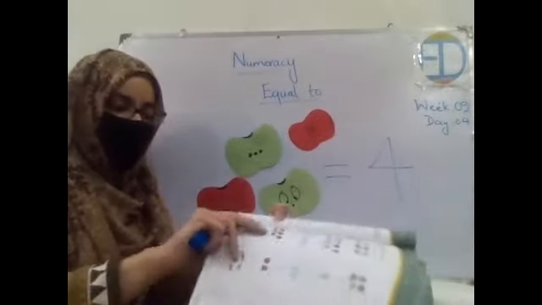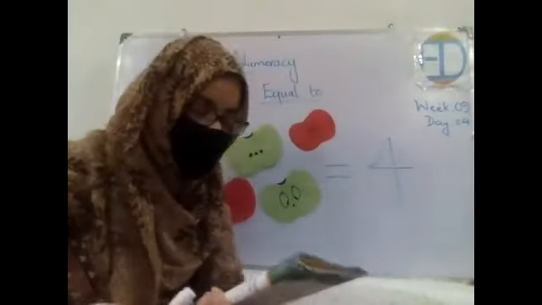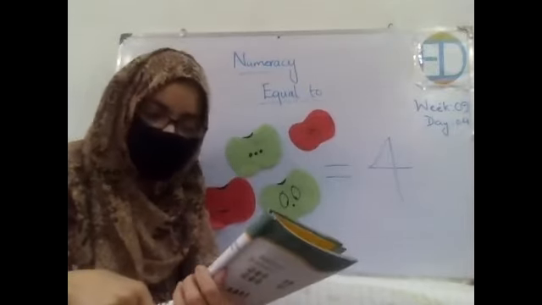Okay, great. Now I want you to open your book, page number 44. This is page number 44, and the statement says that in the two sets shown below, there are 6 apples and 6 mangoes.